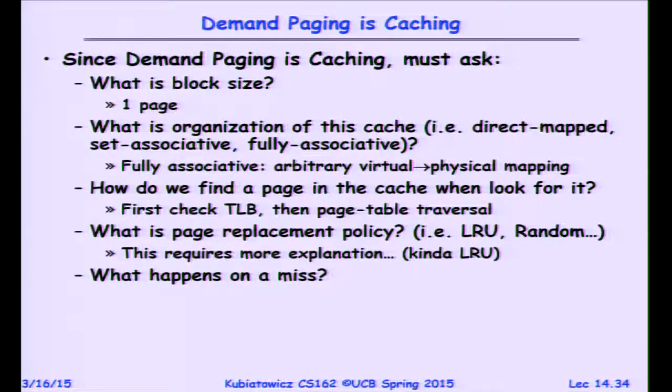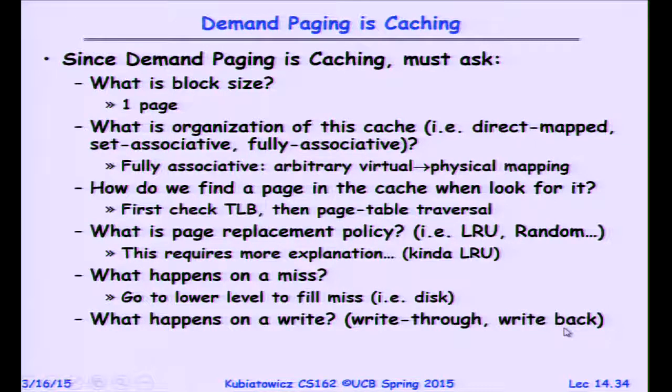What do we do on a miss in this cache? What happens? Page fault. What else? What happens after the page fault? Good answer. Pull it off of disk. Okay, and then what? Before we put it in the page table, we have to pick a physical page to put it in, right? So we've got to kick somebody else out, put it in some physical page, then we can update the page table. Good.